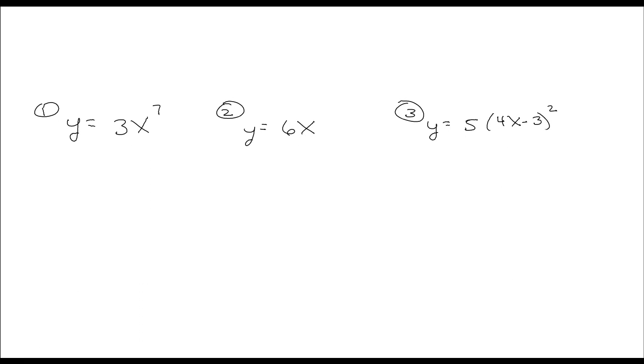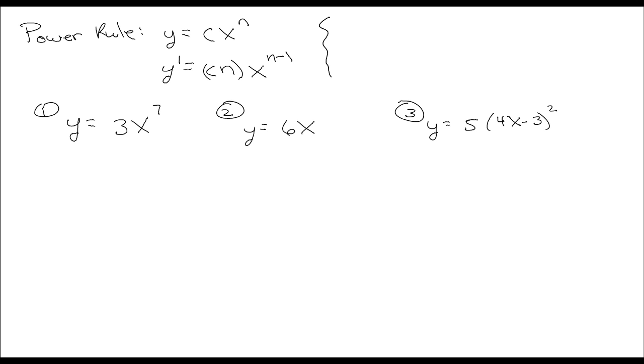In this video, I'm going to do three examples which include using the power rule for finding the derivative. So let's just state that rule real quick. If I give you y equals cx to the n, where x is the variable, c and n are constants, then the derivative is found by multiplying the coefficient and the exponent, and then subtract 1 from the exponent, and then done.